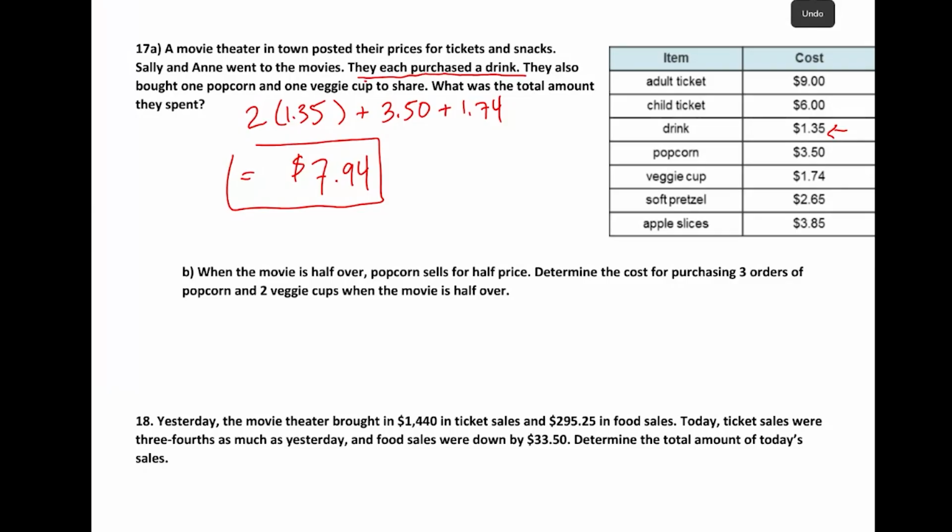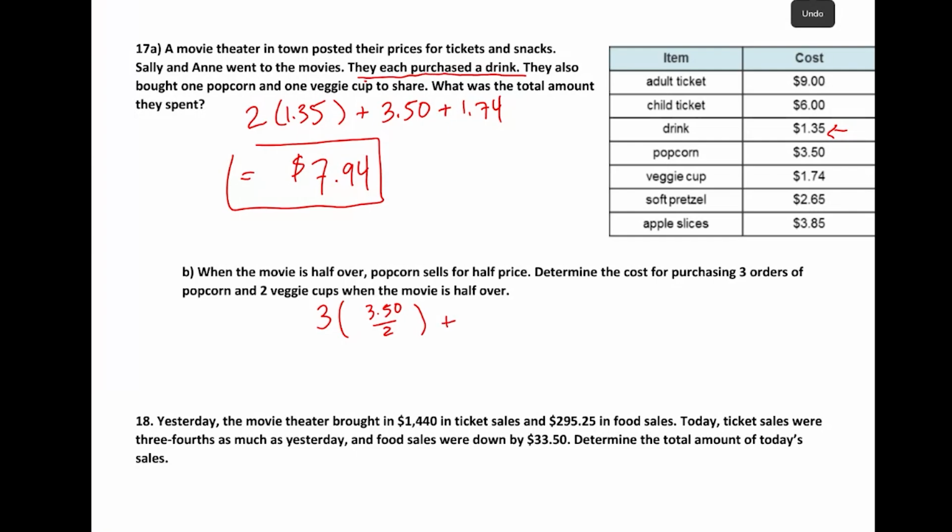Part B says when the movie's half over, popcorn sells for half price. Determine the cost for purchasing 3 orders of popcorns and 2 veggie cups when the movie's half over. So 3 orders of popcorn, so 3 times half price. So if the popcorn is $3.50, we'll do $3.50 divided by 2. Okay, we can let the calculator tell us what that is. It's going to be $1.75 if you can figure that out, but we don't have to. We can let the calculator do that.